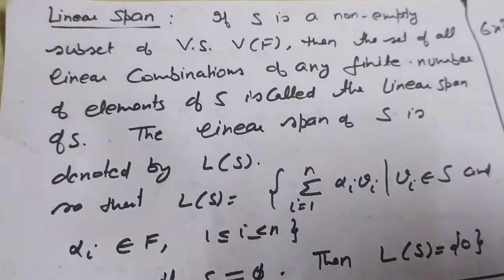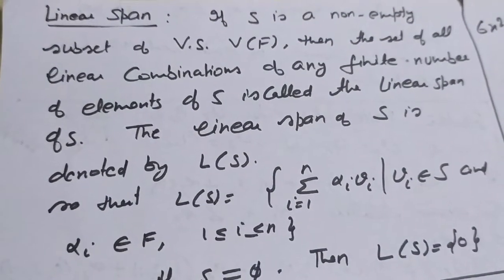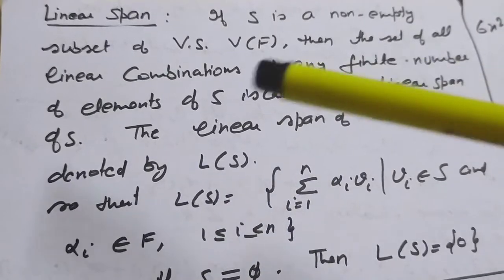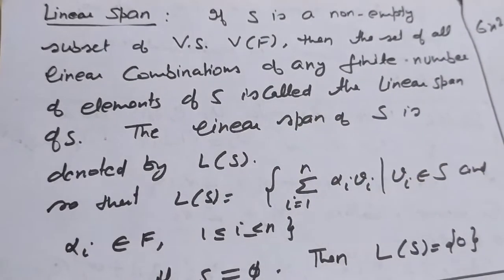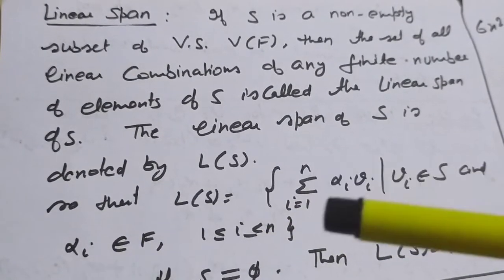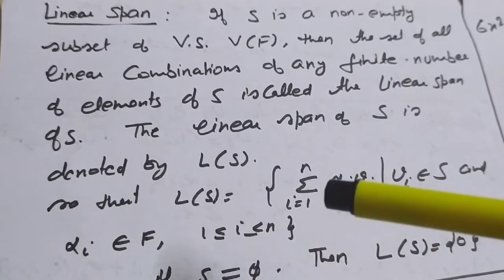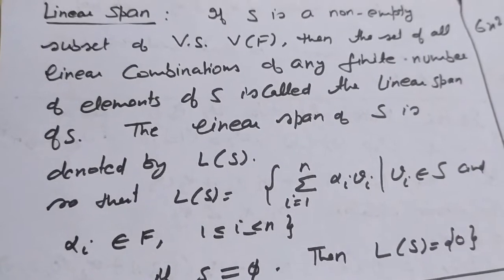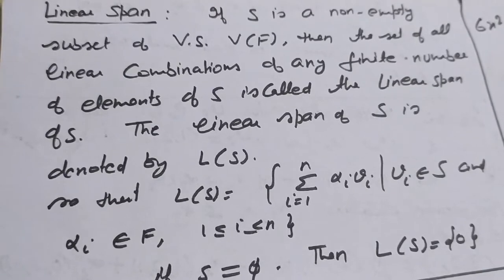So what is a linear span? If S is any non-empty set of a vector space V(F), then the set of all the linear combinations of any finite number of elements of S is called the linear span of S. The linear span of S is denoted by L(S), and mathematically L(S) is equal to the summation i equal to 1 to n of alpha_i v_i, such that v_i belongs to S and alpha_i belongs to F, and i varies from 1 to n.